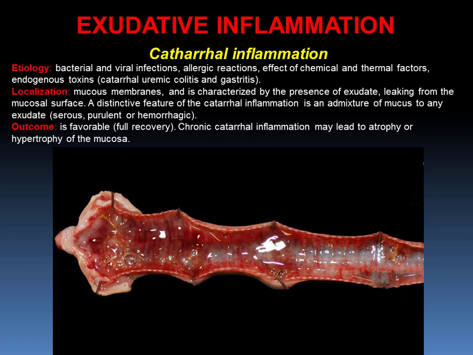Example is catarrhal tracheitis. Mucous membrane is swollen and full-blooded. Exudate drains from the mucous surface. It contains microscopically different types of leukocytes, desquamated epithelium, and the predominant substance in the exudate is mucus, as was told before.